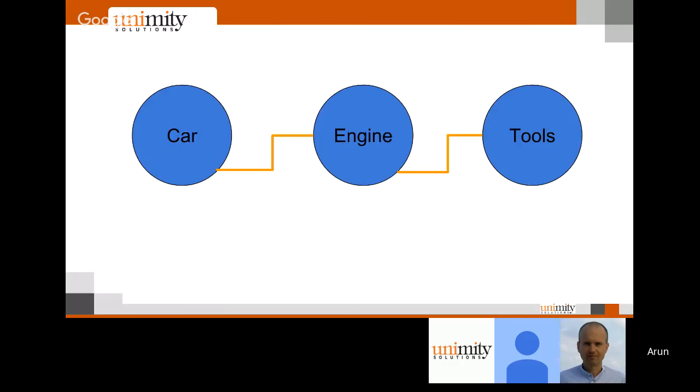Let's check with a real-time example. We need to create a car. First of all, we need an engine. Without an engine, the car won't work. So we need to build an engine. But to build an engine, we need tools, because the engine is built with small tools. So the car depends on the engine, and the engine depends on tools. So the car is dependent on the engine and tools. Both engine and tools are injecting the dependency into the car class.